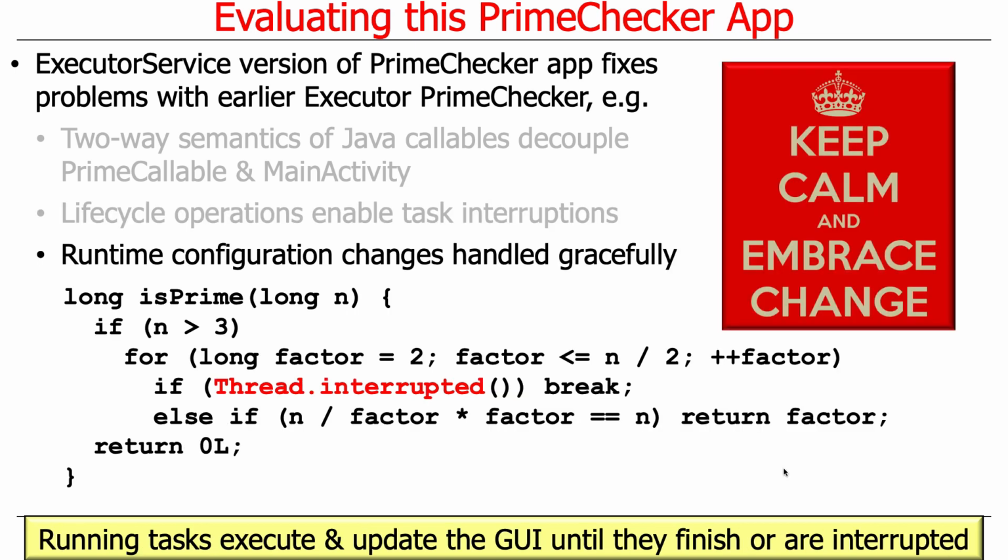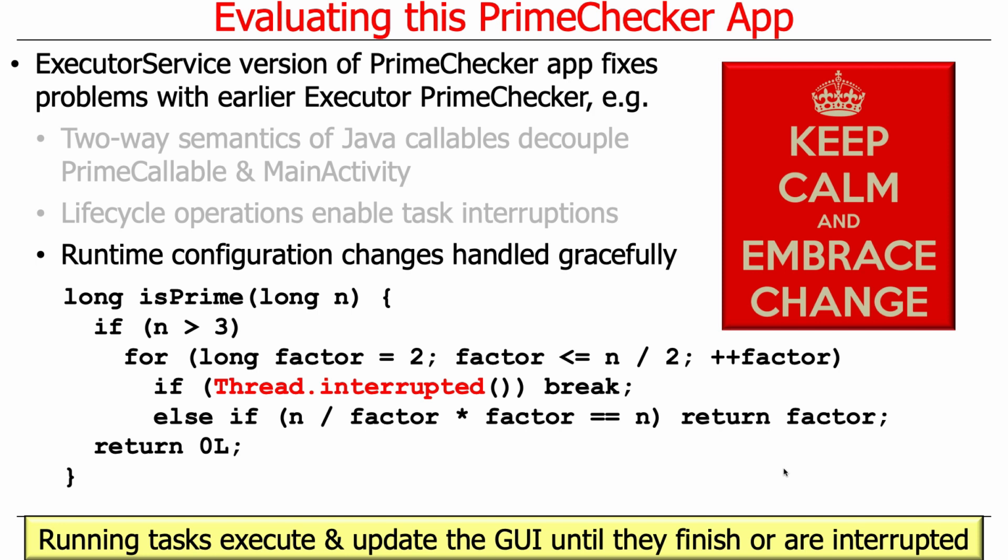Here's how we handle this in the isPrime method. So the isPrime method is going to put this new little check in here. Before, what isPrime did was it just went through cranking away, trying to see if there were any factors for this prime candidate. In this case, we add an extra check to say, have we been interrupted? And if we have been interrupted, then we go ahead and shut ourselves down.